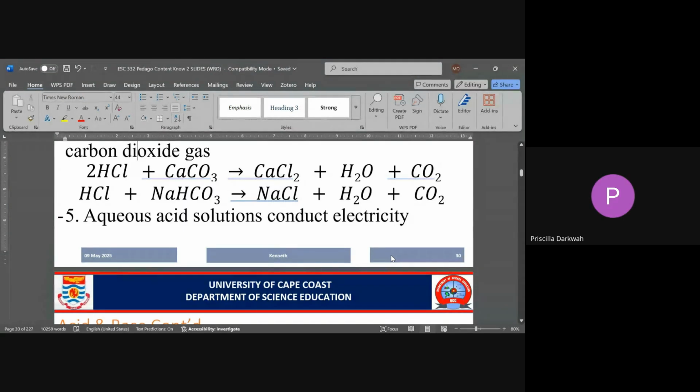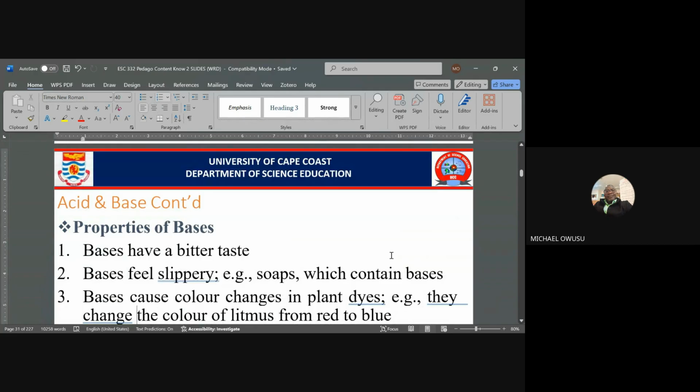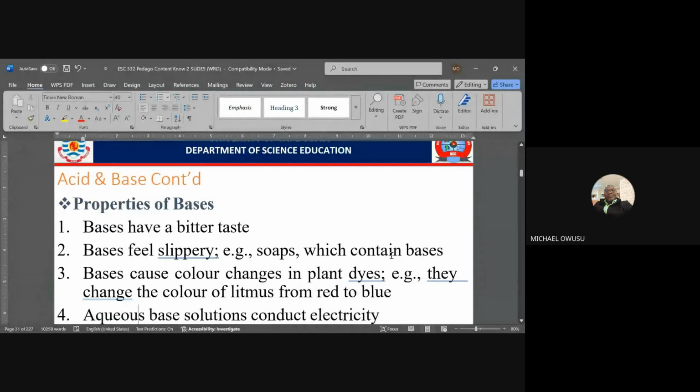Concentrated bases are corrosive. Also, they turn wet red litmus paper blue. Okay, that's good. Whenever they talk, you can see that they have a lot of things in mind, but they don't want to bring them out. Right, so like you said, they have bitter taste. They feel slippery between their fingers. And then they can cause changes in plant dyes.